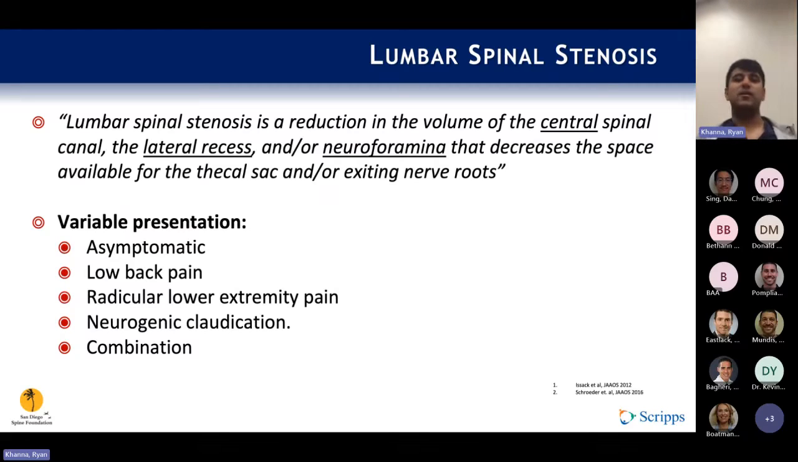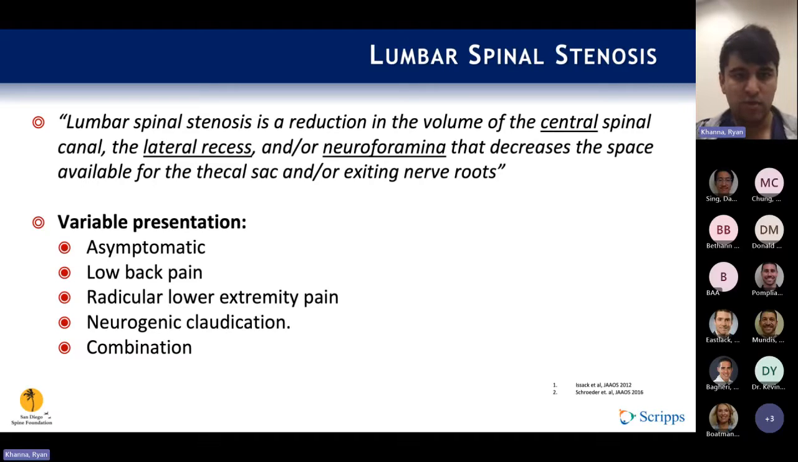So starting from the very beginning, from a broad overview, today I'll be talking about lumbar spinal stenosis. And as many of you know, lumbar spinal stenosis is a reduction in the actual volume of the central spinal canal, which doesn't just include the central spinal canal, but also includes the lateral recess as well as the neuroforamina. And any reduction impinges on the nerve roots that are in the central canal or the nerve roots that are exiting the thecal sac.